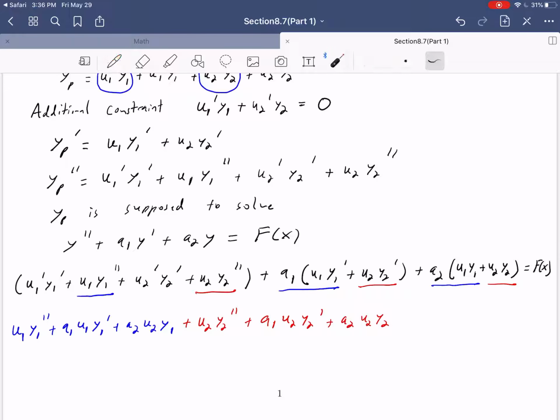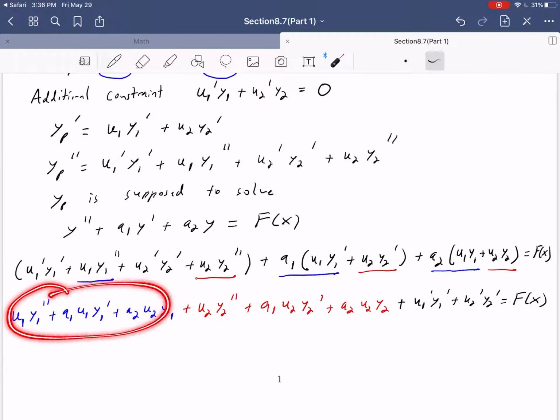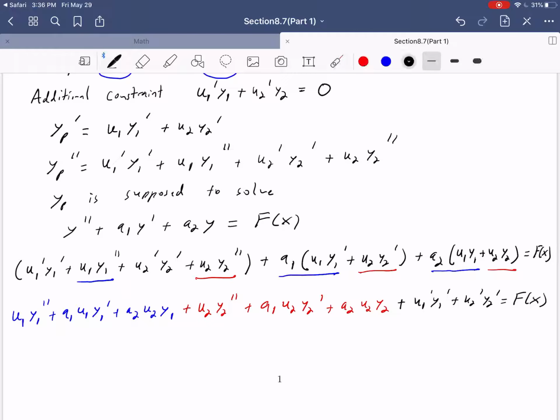Okay, now, I have missed a couple terms. There's these guys here and here, so I'll just tack them on at the end here. Plus u1 prime y1 prime plus u2 prime y2 prime, and that's supposed to be equal to f of x.